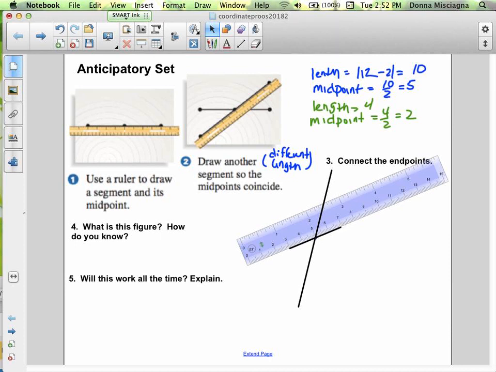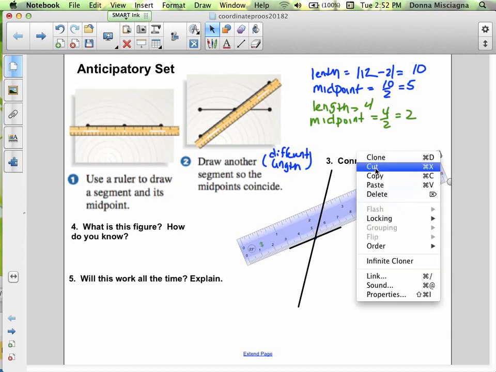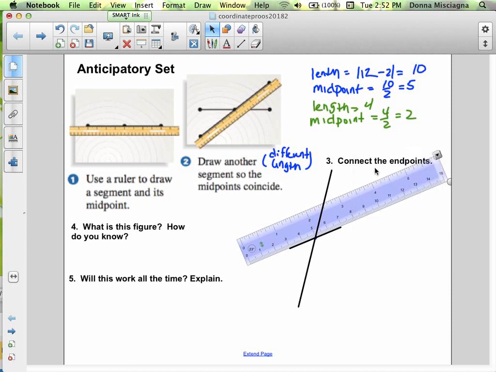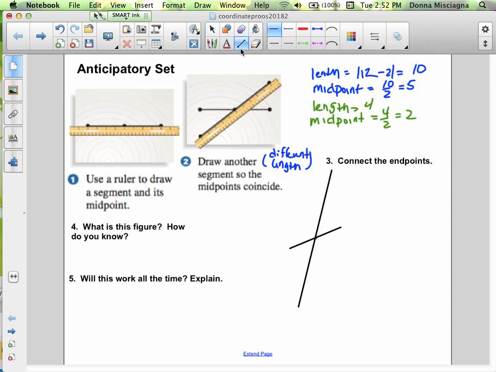Now you can make your lines any measurement you want, because the cool thing is it'll be true all the time. So I'm going to give you a little hint. Question 5 is going to be a yes. All right, so now I'm going to connect my points. And actually, let's put points there, and then we'll connect.